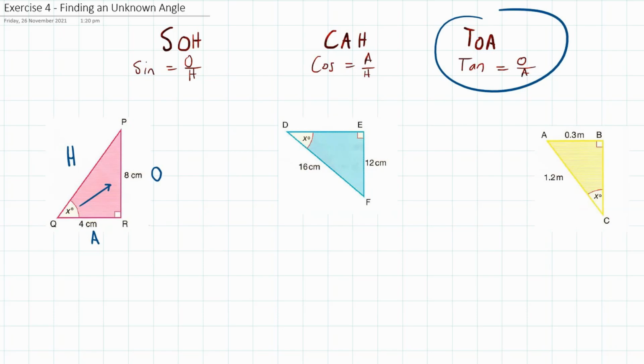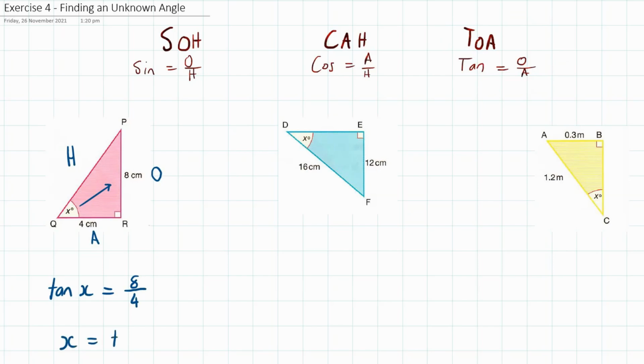So what I do here is I write tan x is equal to opposite, which is 8, over adjacent, which is 4. Now how do I get my x by itself? Well, this is what you do. You write x equals the inverse tan, so we use that funny little minus 1 symbol again, of 8 over 4. Now what's 8 divided by 4? That's 2. Okay, so I could write a 2 in here.